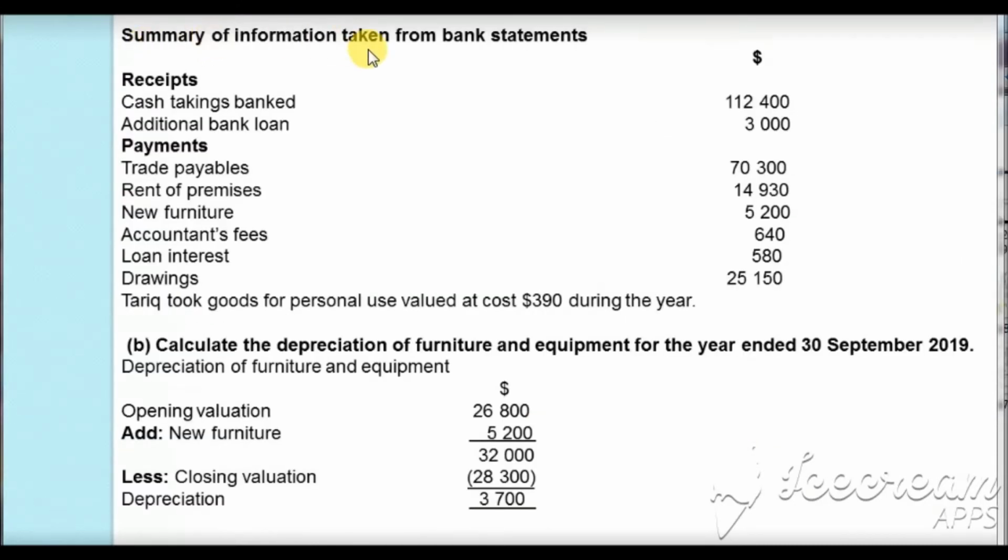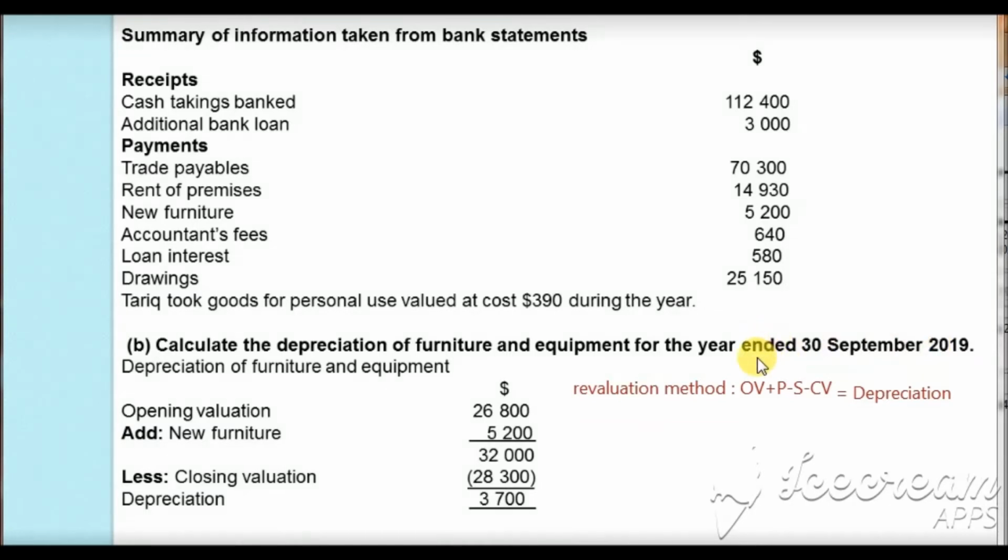Next, we have a summary of information taken from the bank statement. Receipts: cash banked $112,400, additional bank loan $3,000. Payments: trade payable $70,300, rent of premises $14,930, new furniture $5,200, accountant's fees $640, loan interest $580, drawings $25,150. Tariq took goods for personal use valued at cost $390 during the year. In the B bit of the question, we are asked to calculate the depreciation of furniture and equipment for the year ended 30th September 2019.